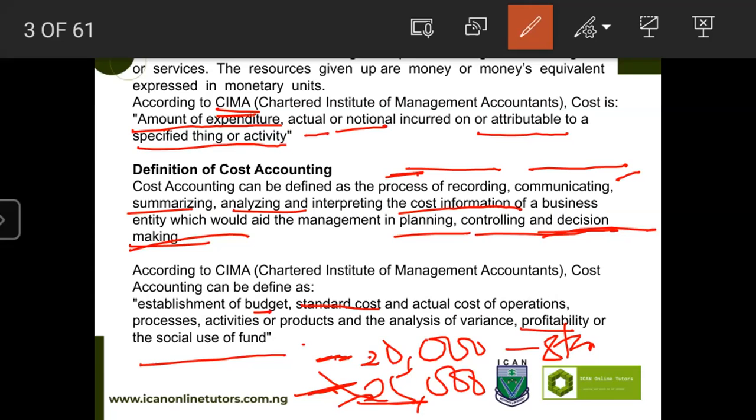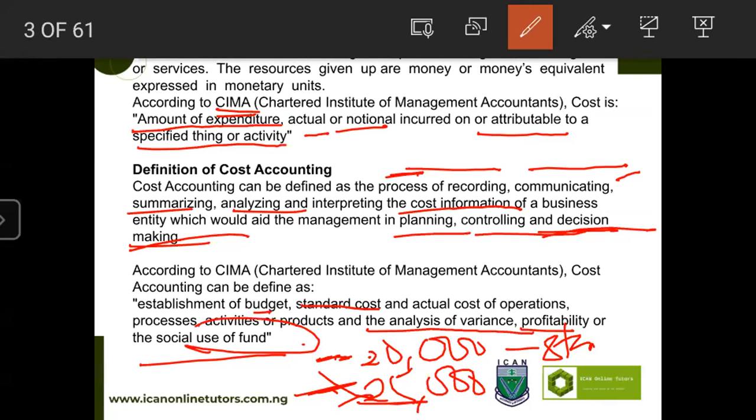By the time your prediction turns to your actual, you now look at what we call the variance analysis that occurred therein. Is my actual as predicted? What actually occurred? Is it as I planned? If something changes, is there a difference? That's what we call variance. Your variance will either give you profit, or will result to a negative.